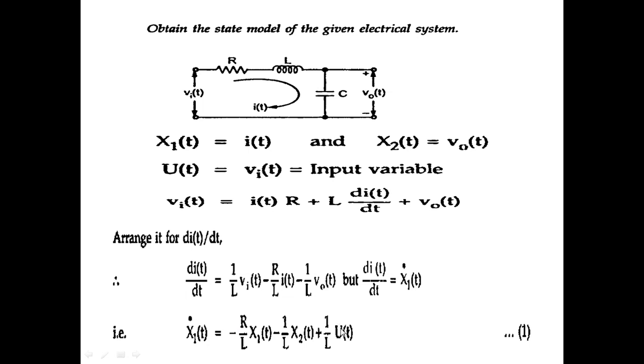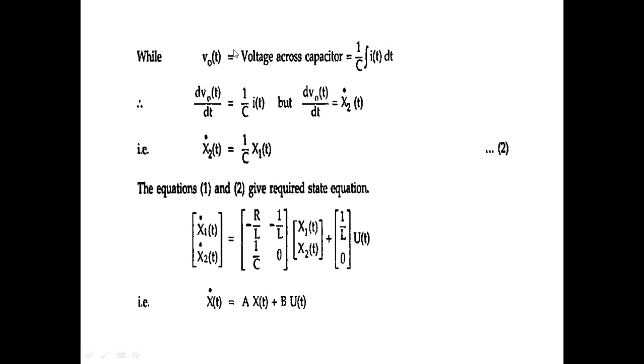Then next, I want a second state variable equation, because it is a second order system, so there must be two solutions. We can take the output voltage across the capacitor. The voltage across a capacitor we can write as 1 by C integral of I of t. If I differentiate this with respect to t, to cancel out the integration, you will get dV naught of t divided by dt, which is equal to 1 by C into I of t.